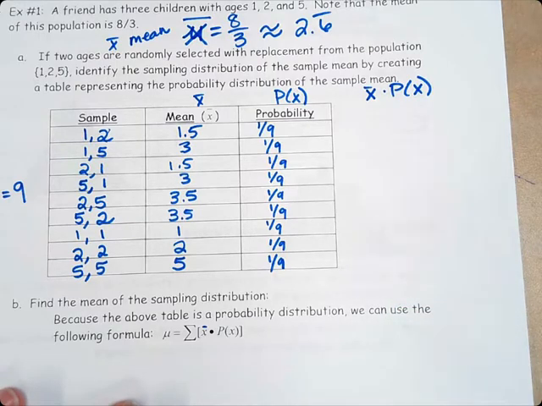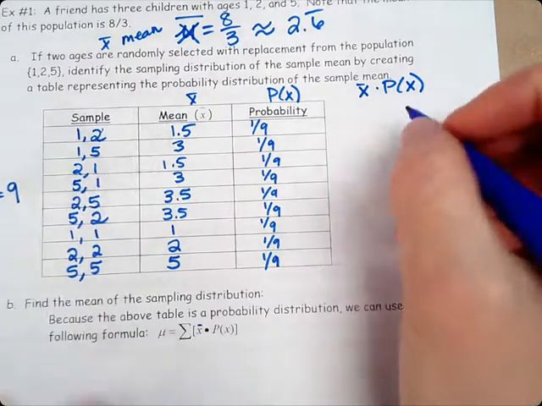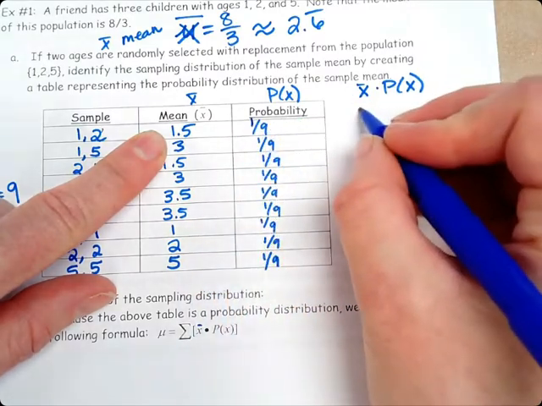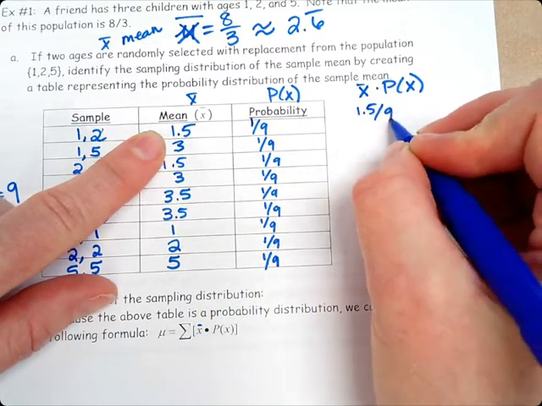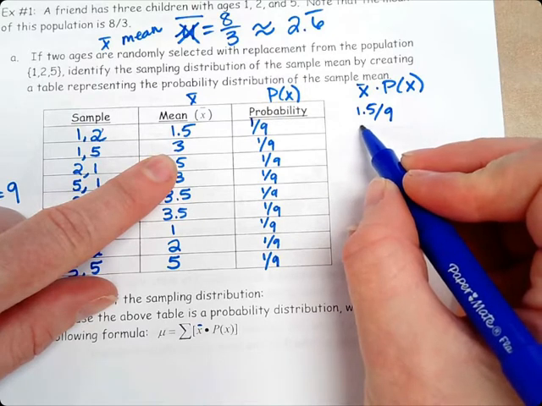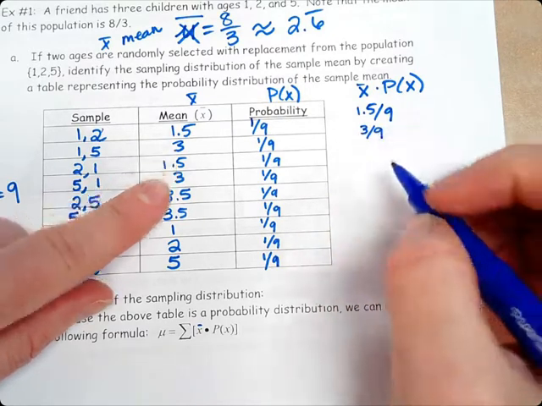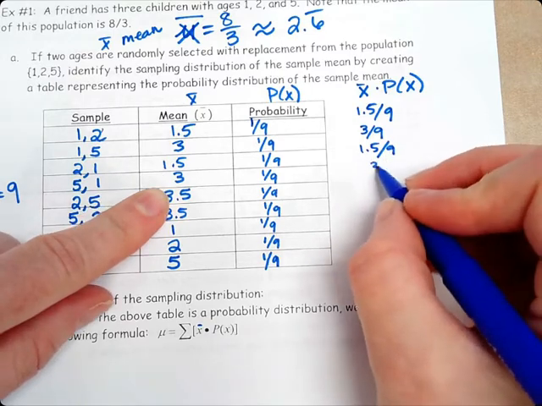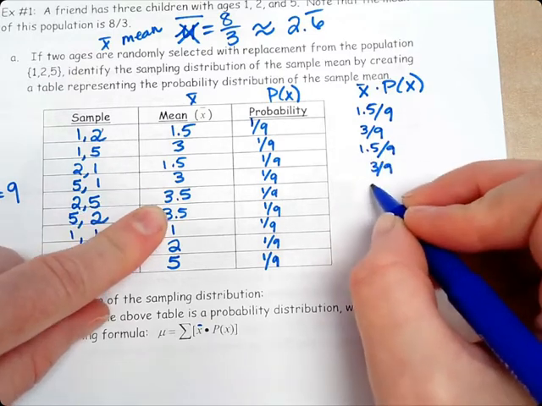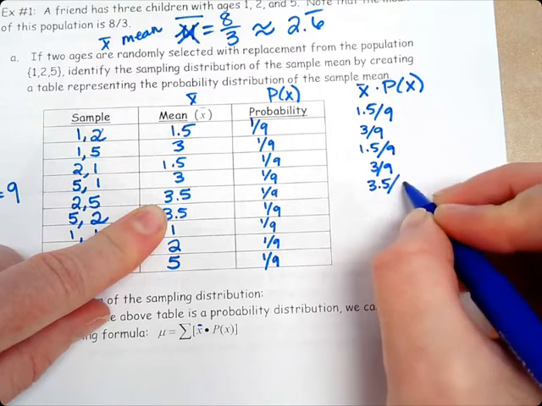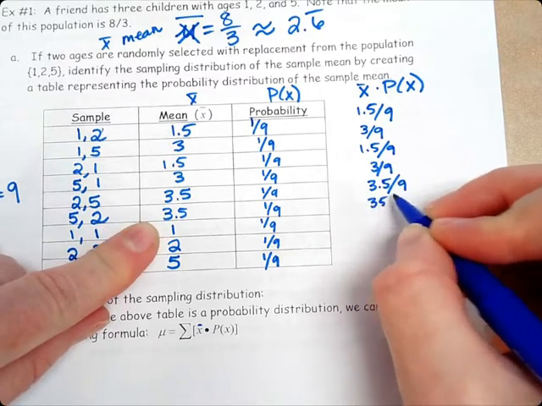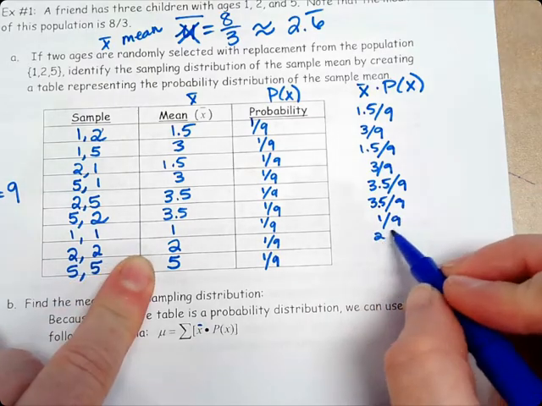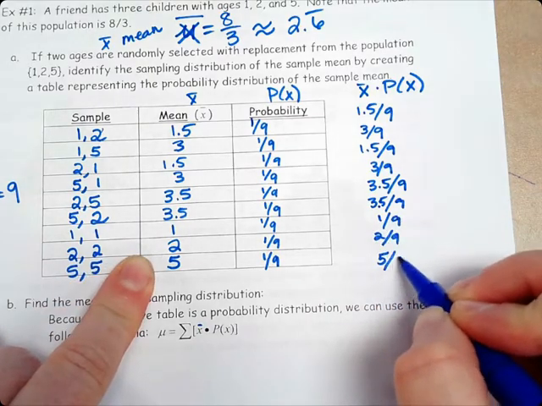If we multiply, we would just do top times top, bottom times bottom, or just the 1.5 times 1 over 9. 1.5 over 9. The next one would be 3 over 9. 1.5 over 9. 3 over 9 again. 3.5 over 9. 3.5 over 9. 1 over 9. 2 over 9. 5 over 9.